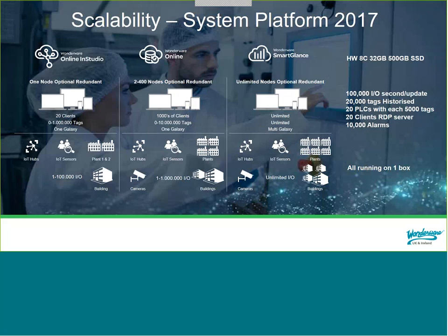Then if we look at the scalability and how this has come on, yes, we've always been able to engineer and develop so that you can grow as your plant starts to grow. But with this latest development and the developments over the last few years, we can now get much more throughput through a single box. So there's a good example here. Wonderware tested their 2017 release running on an 8-core machine with 32 gigs of RAM and a 500 gigabyte hard disk. They were actually getting 100,000 I/O through that single box. Many of those tags were historized. They connected into loads of different types of PLCs.